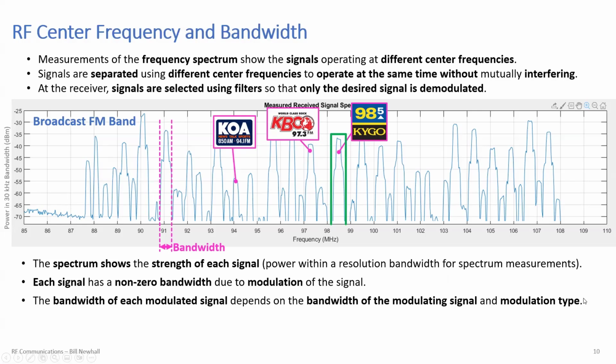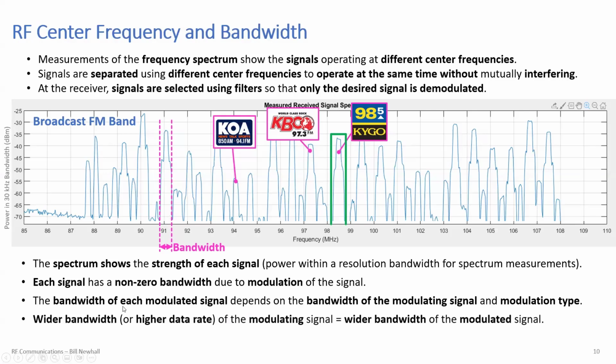But the point here is that signals take bandwidth. They are not infinitely narrow. They're not zero bandwidth. And the wider bandwidth or a higher data rate of a modulating signal typically results in wider bandwidth of the modulated signal. So when you're trying to send data faster, it typically takes more bandwidth. Okay, there are some more bandwidth efficient modulations than others, but generally for the same modulation, if you increase the rate, you're going to get a wider bandwidth occupied by the RF signal.